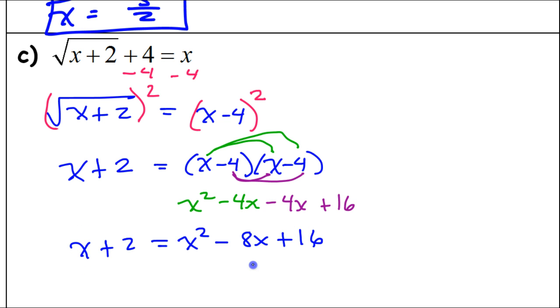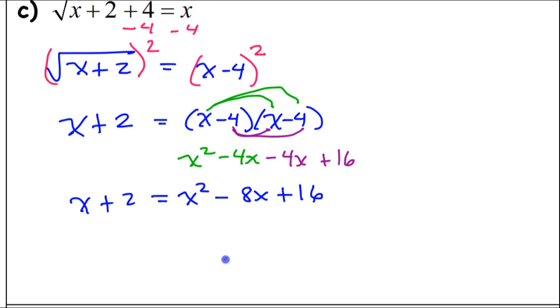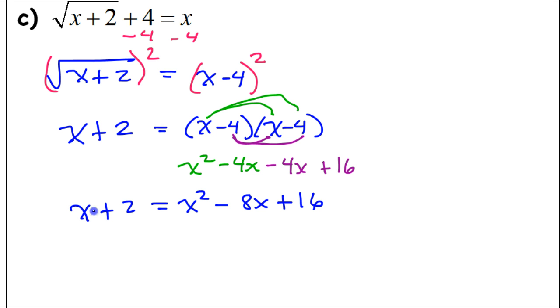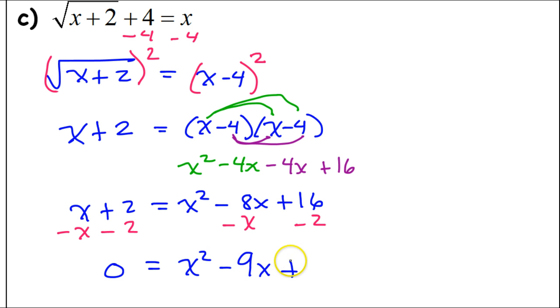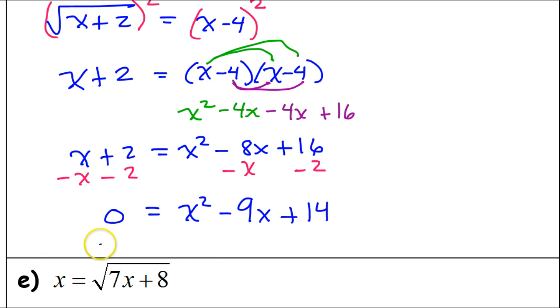Bring this down. Let's get 0 on one side, and then we'll either factor or we'll use the quadratic formula to finish it. So we will subtract x from both sides and subtract 2 from both sides. So that's going to give us 0 equals x squared minus 9x plus 14. This might be factorable.